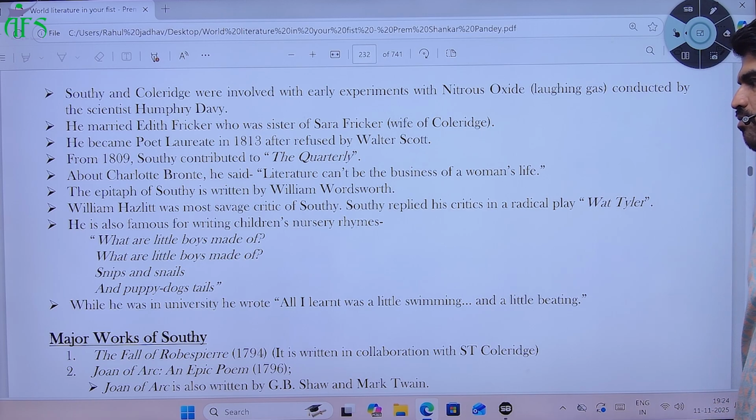What are little boys made of? Snips and snails and puppy dog tails. While he was at university, he wrote, "All I learned was a little swimming and a little beating."